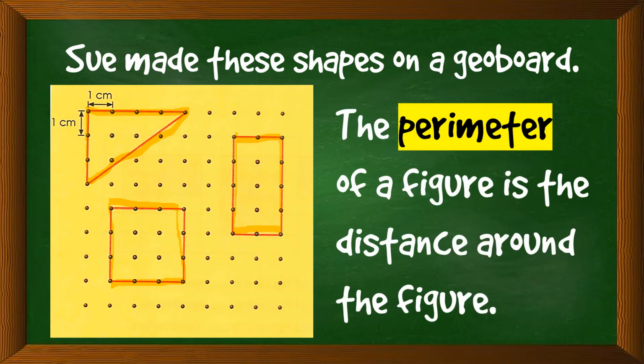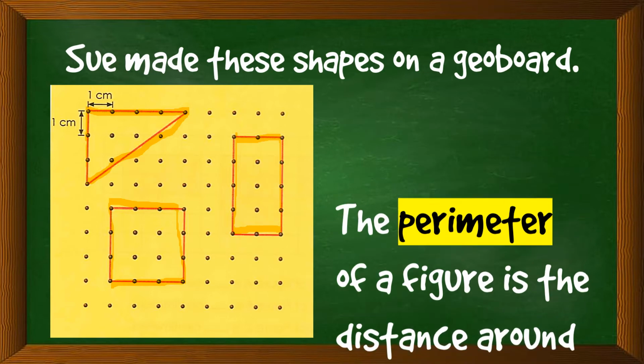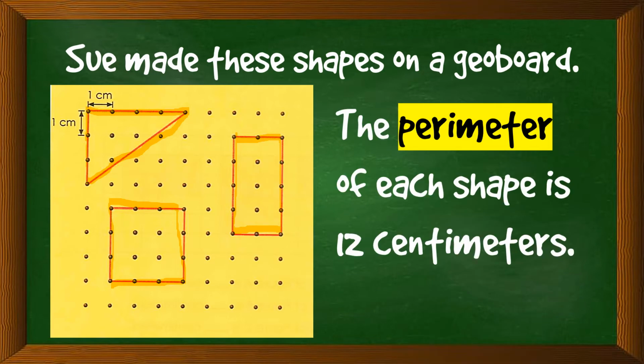The perimeter of a figure is the distance around the figure. The perimeter of each shape is 12 centimeters.